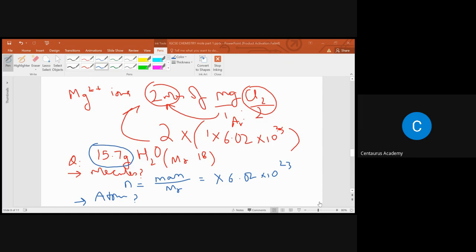How do we find out the moles? By dividing the mass over the Mr. So you got the moles. And then what do we have to find? We basically have to find how many atoms are there in total in 15.7 grams of water. How many atoms do we have here in total? In one water molecule, how many atoms do you have?